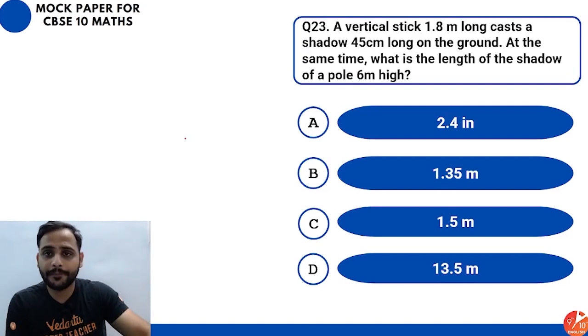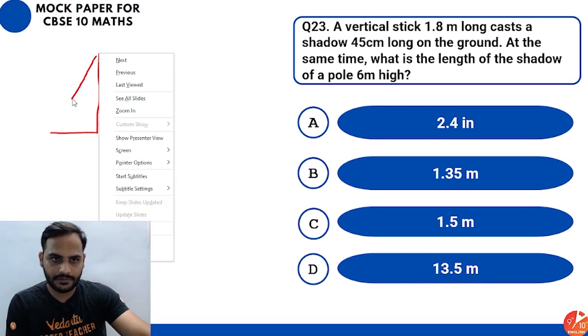Okay, next: a vertical stick 1.8 meters long casts a shadow of 45 centimeters long on the ground. Okay, how long is the vertical stick? The vertical stick is 1.8 meters long and it casts a shadow of 45 centimeters.